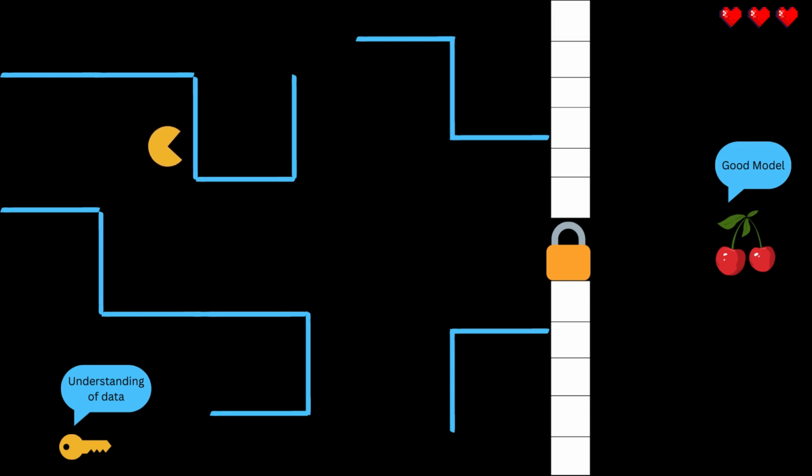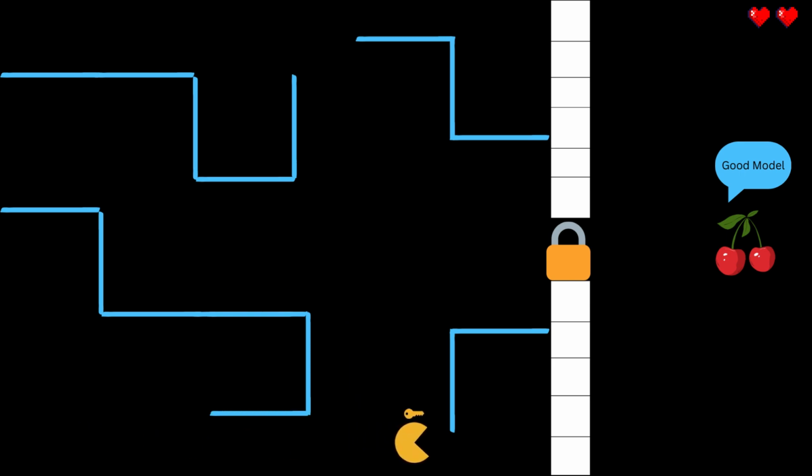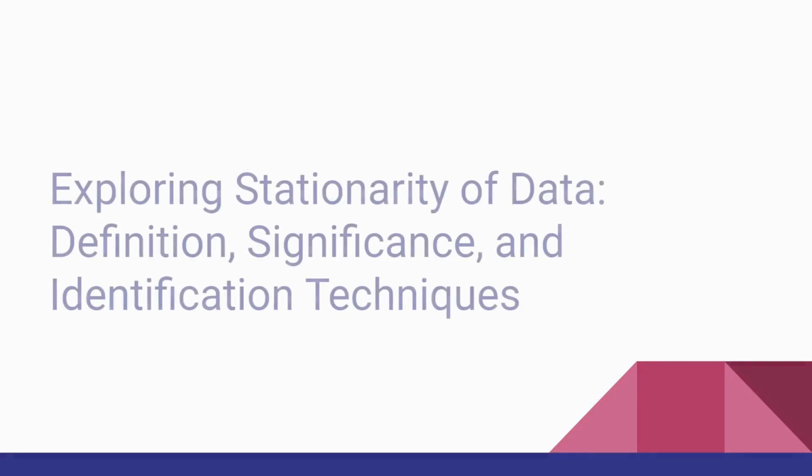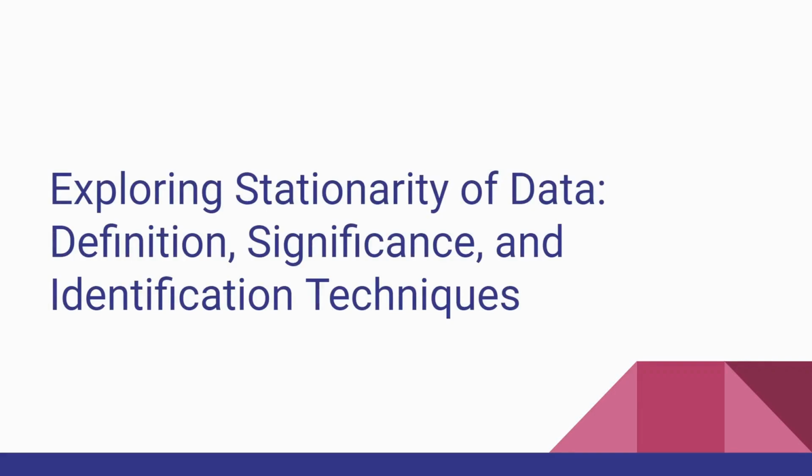While trying to analyze time series data, it is not advisable to directly start with model selection and training. Firstly, we should work with the data and understand it. A good understanding of data helps us in selecting and developing a good model. In this video, we'll be exploring the stationarity of data, its definition, significance, and identification techniques.